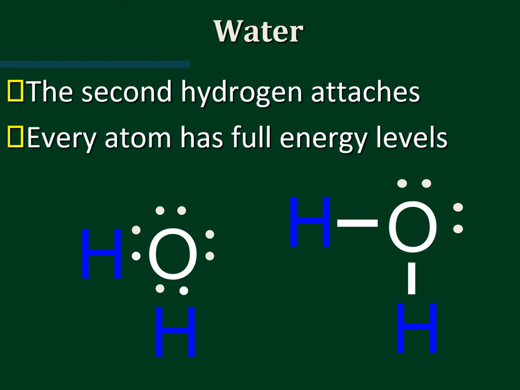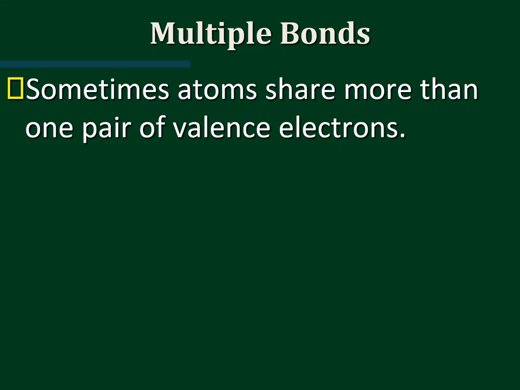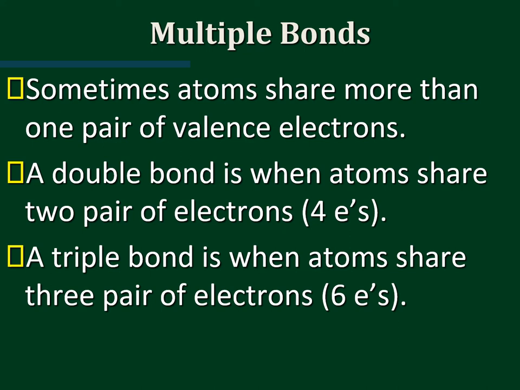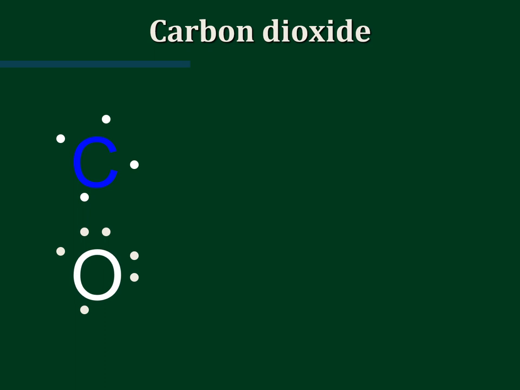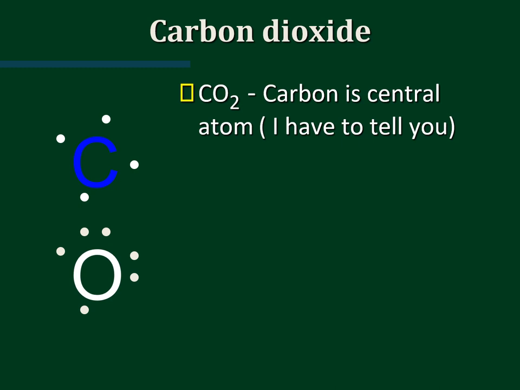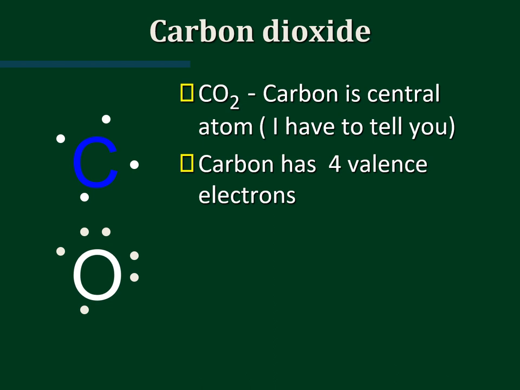In multiple bonds, sometimes atoms share more than one pair of valence electrons. A double bond is when atoms share two pairs of electrons, and a triple bond is when atoms share three pairs of electrons. The example is carbon dioxide, with carbon as the central atom. Carbon has four valence electrons, so it wants four more. Oxygen has six valence electrons, so it wants two more.